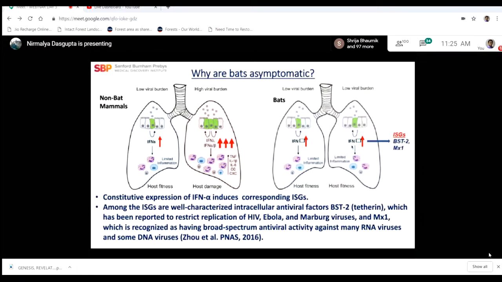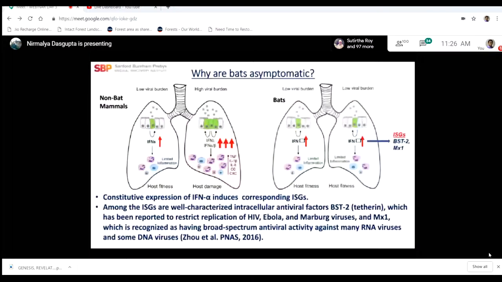And this interferon also induces interferon stimulated genes, ISGs, like BST2 and MX1. BST2 and MX1 are known to inhibit the replication of HIV and Ebola, and MX1 is recognized as having broad spectrum antiviral activity against many RNA viruses and some DNA viruses. So that is one point, that bats continuously express a low level of interferon alpha. That means they can maintain a low level viral burden.